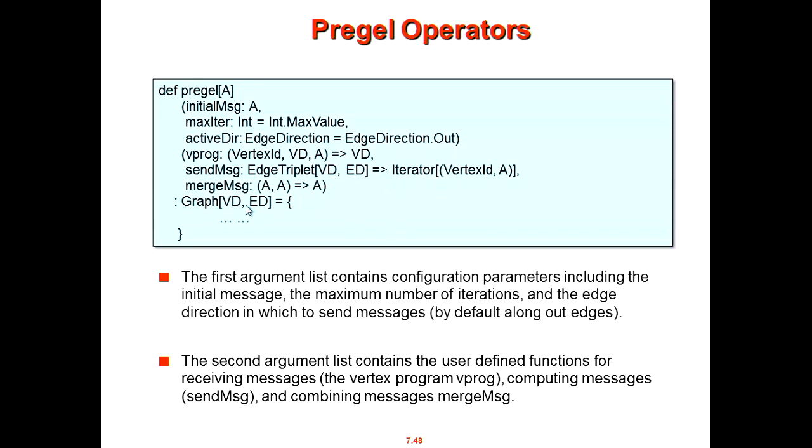And this is the returned value. The return type of Pregel is a graph with vertex data type and edge data type. In between is the function body of Pregel, so I don't want to show the details. You can go to the Spark GraphX homepage to see more details about this Pregel operator definition.